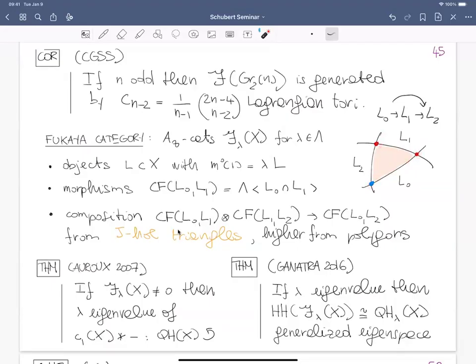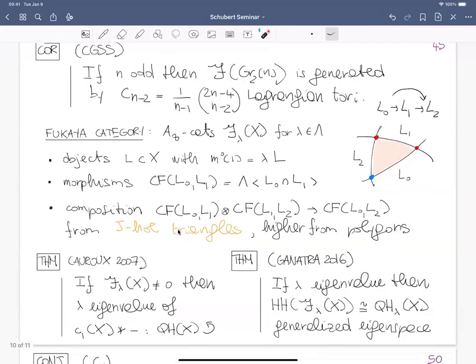So this gives you a composition law, but unlike a normal category, this composition is not associative. It's only associative up to higher composition maps that are defined by counting polygons whose number of edges is greater than 3. But there are two basic things you should know about Fukaya categories. The first is that the parameter that enters the definition makes them 0 unless the parameter is an eigenvalue of multiplication by the first Chern class. This was a result by Ritter in 2007.